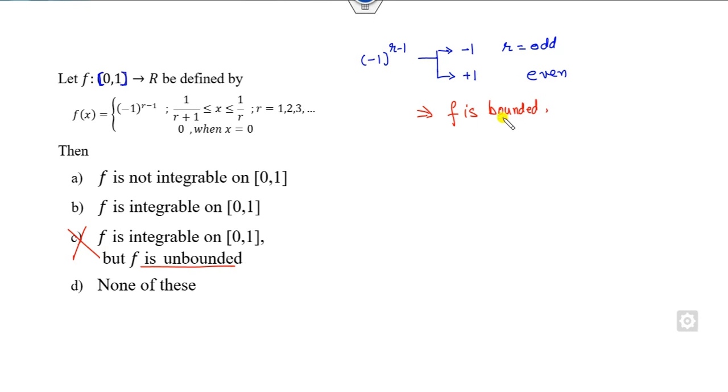Now, if the function is bounded, you need something more. What is that something? You have to find the discontinuities, whether they are countable, finite or infinite. How can you prove that?